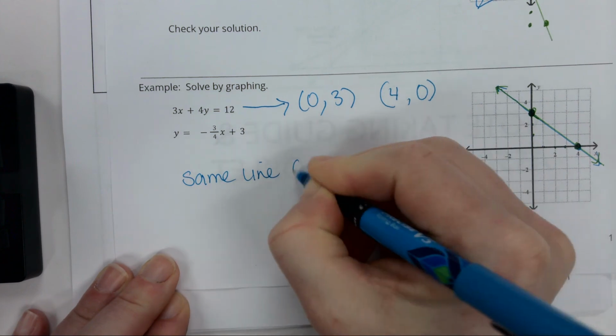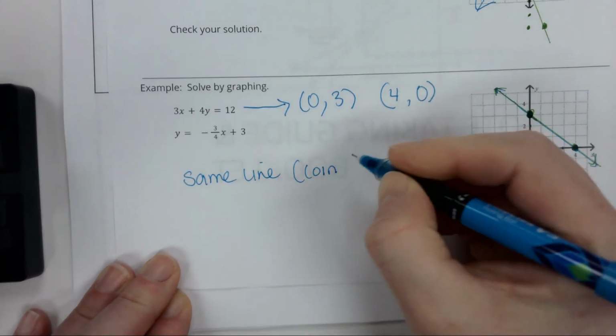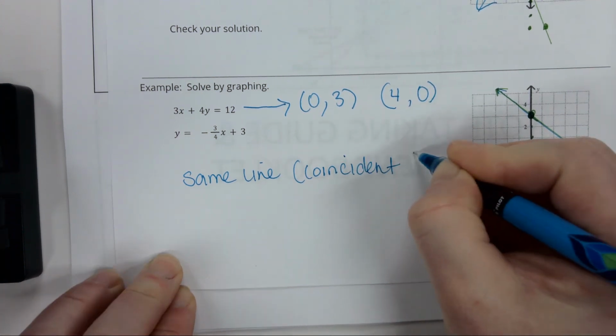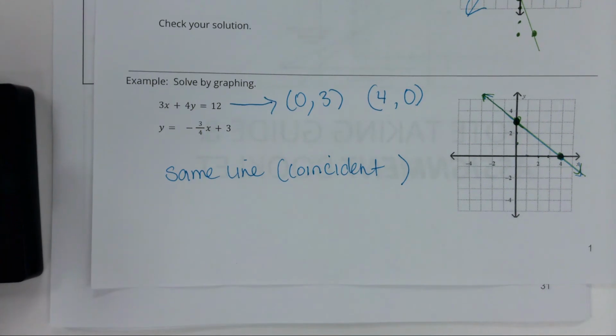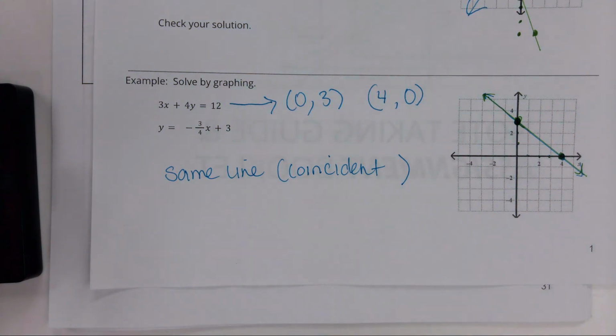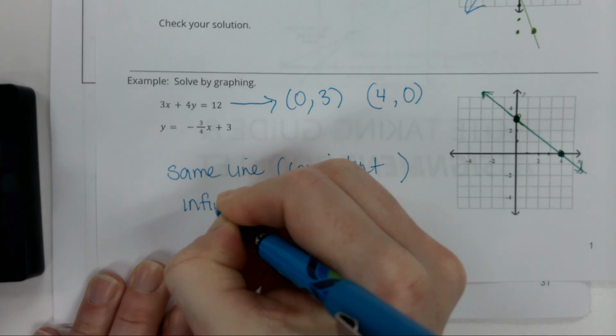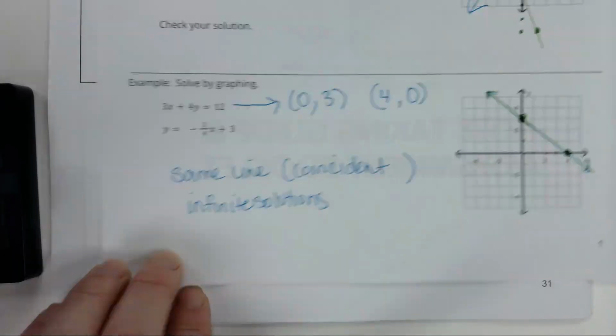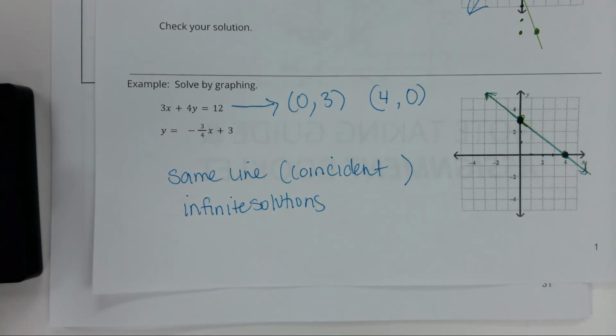there's a word for that. Have you heard of the word coincidence? Those are called coincident lines because they're the coinciding lines. When there's the same line, that means that all of the solutions go forever and ever and ever. There's a word for that. Infinity. To infinity and beyond. So this is infinite solutions. There is an infinite number of solutions. So when you get the same line, every point on the line would be on the other line.